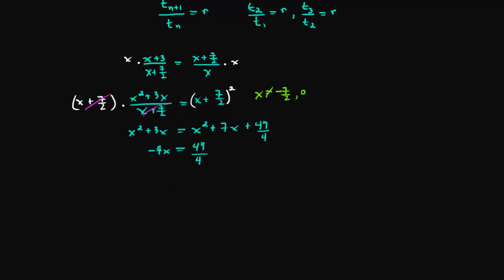I can divide both sides of the equation by negative 4. And what I'm left with is x is equal to 49 over negative 16, which simplifies to negative 49 over 16. Remember that when you have a fraction with a negative factor of negative 1 in the denominator, always assign that factor to the numerator. So we have that x is equal to negative 49 over 16, and we're done.